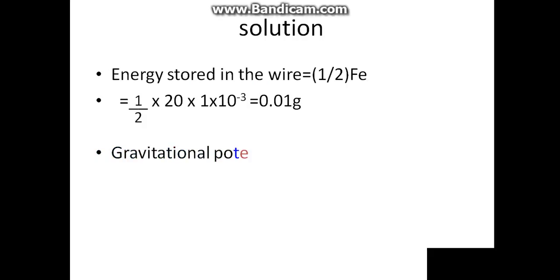Gravitational potential energy is equal to Fe, which is 20 times 10 raised to the power minus 3, which is equal to 0.02 joules. Example 11.